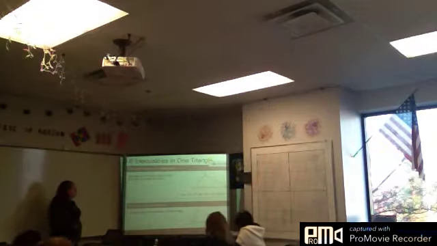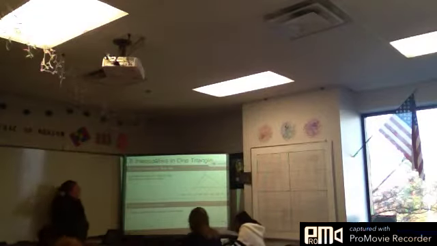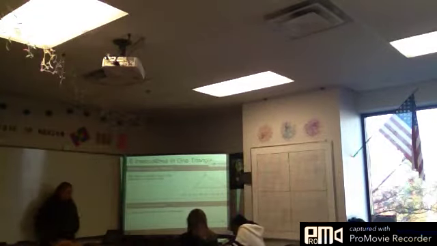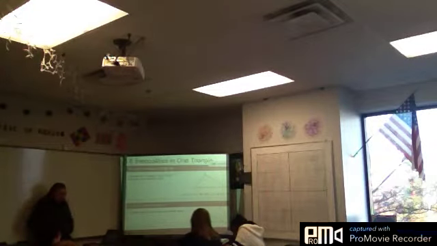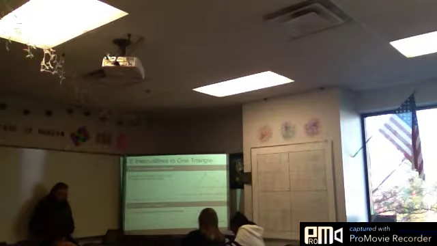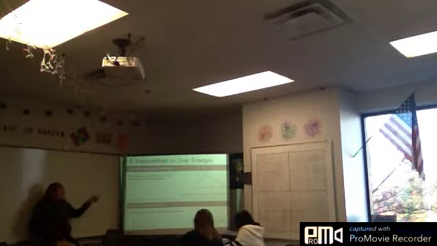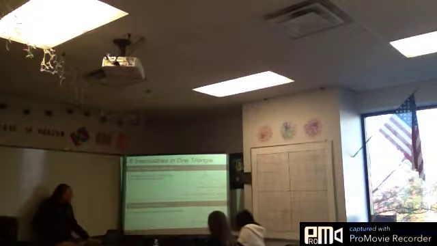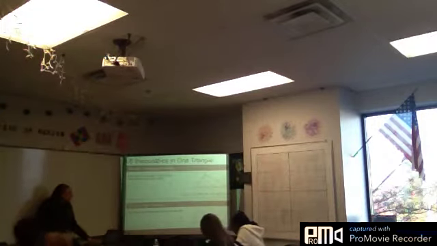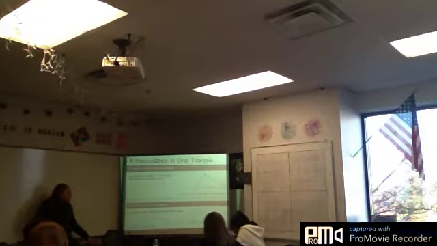Okay, inequalities in one triangle. Triangle inequality theorem. Each side of a triangle is shorter than the sum of the other two sides. Meaning, if I take side AB and add it to side AC, it's going to be greater than the length of BC.